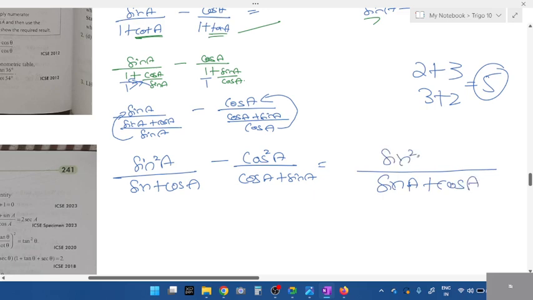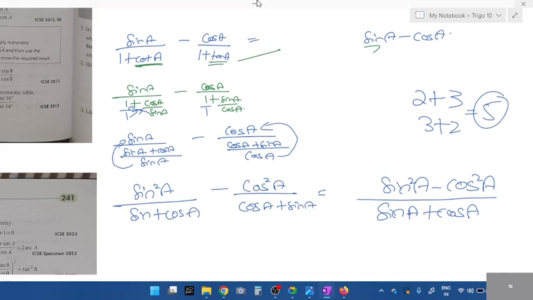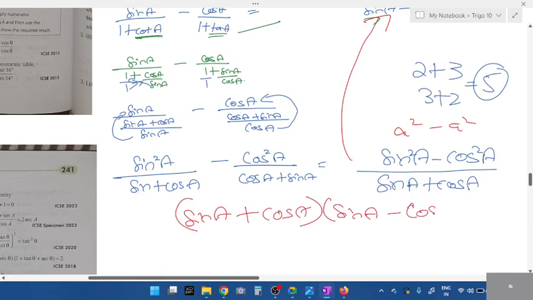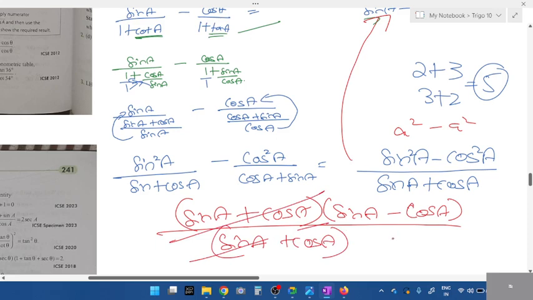How does the numerator look like? All of you will respond. How does the numerator look like? Doesn't it look like a square minus b square? Yes. Very good. On the right hand side, we need only sin A minus cos A. Only one value is required. So we got to know that it looks like a square minus b square. Split into two parts. Sin A minus sin A plus cos A into sin A minus cos A divided by. We got the answer.